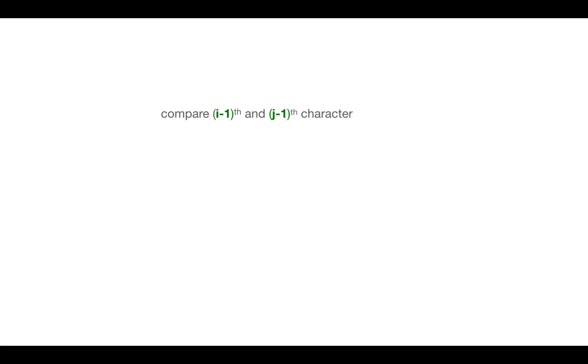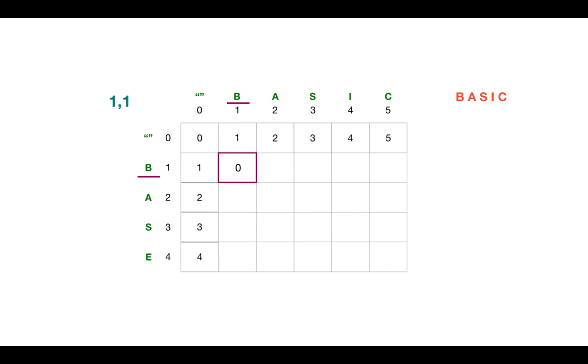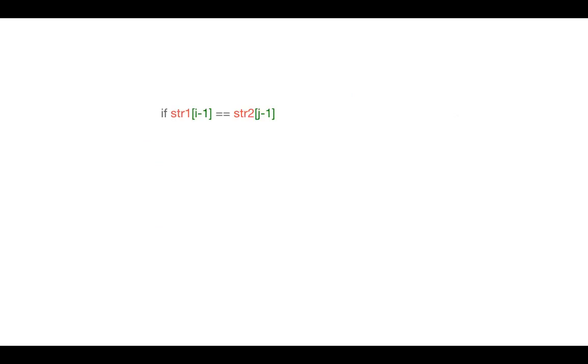So the formula is we compare the i minus 1th and j minus 1th character, as we are starting from 1, 1 to fill up this array. So for iteration i and j, we check if the i minus 1th and j minus 1th characters are equal. We fill up the edit distance from the i minus 1, j minus 1 position. If not, we look at the three neighboring indices that are at i, j minus 1; i minus 1, j minus 1; and i minus 1, j. So we pick the minimum one and add 1 to it.